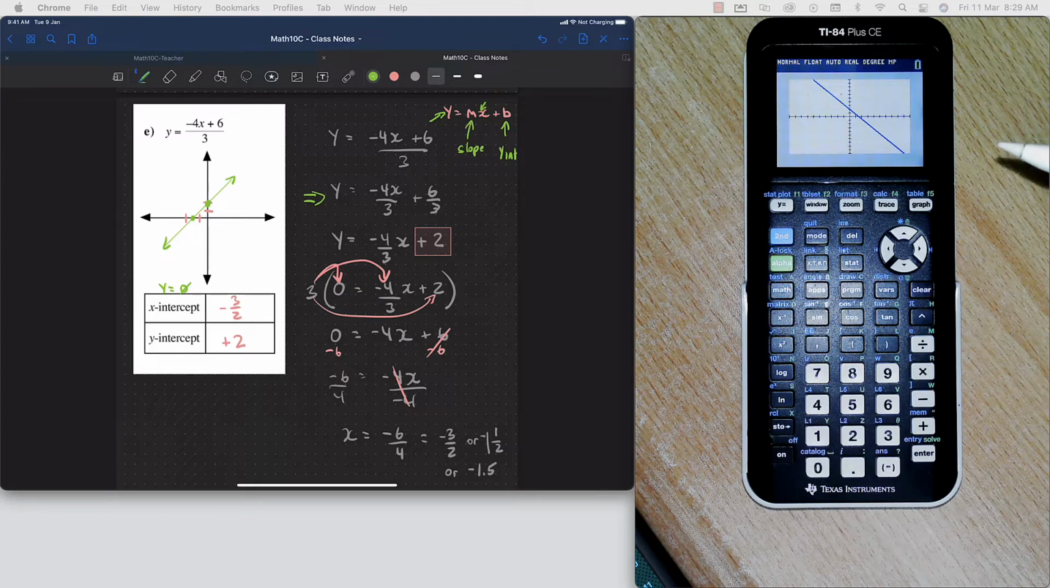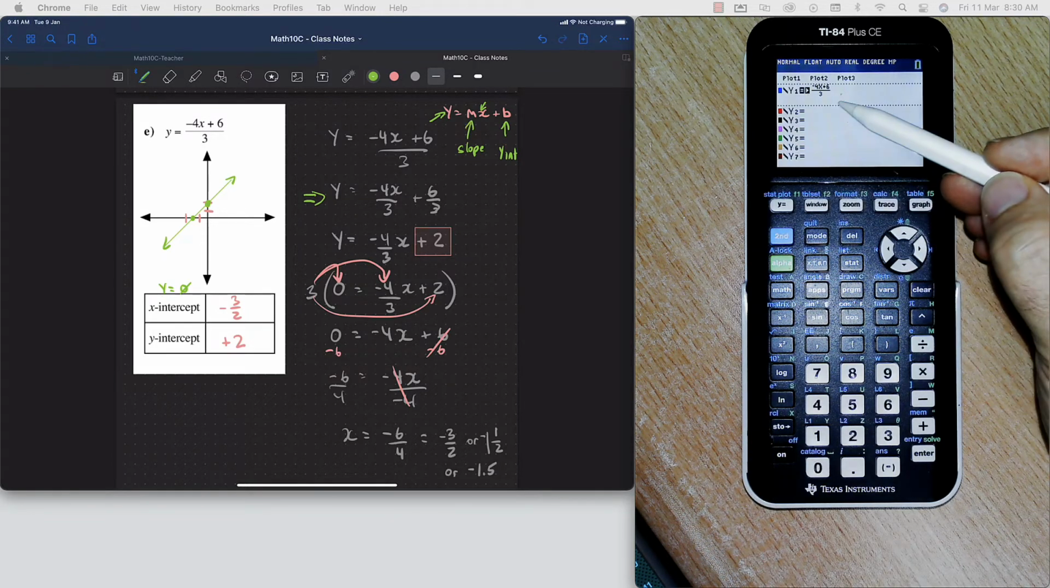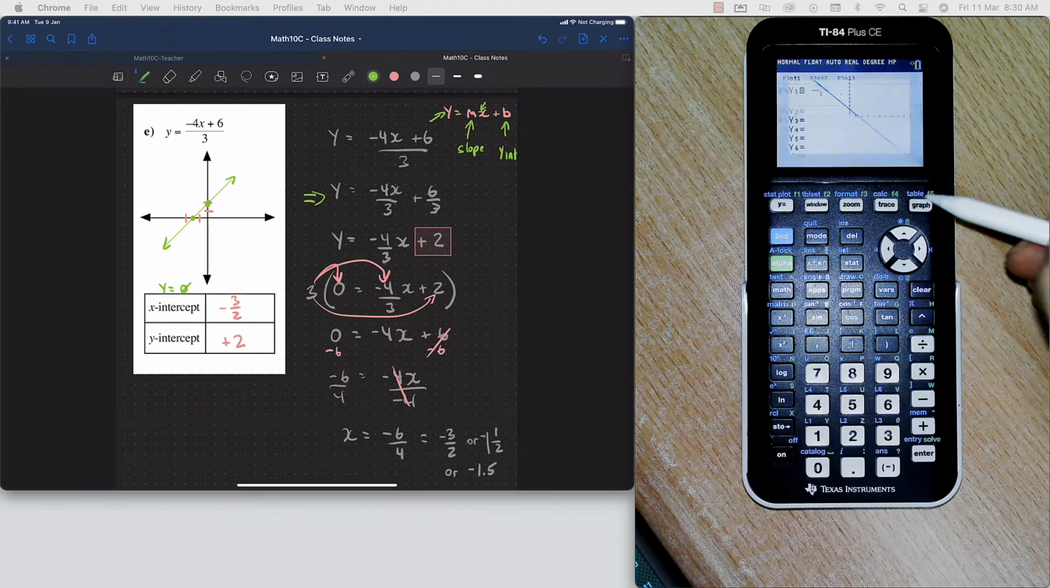And I'm wrong. What did I do wrong? Okay, so it looks like I got the right slope, but I've created a positive slope, and that happens to be a negative slope. Negative 4 plus 6 over 3. Go back to my y equals negative 4 plus 6 over 3. Let me see where I went wrong with my math then. Okay, so I can see where I've made a mistake.